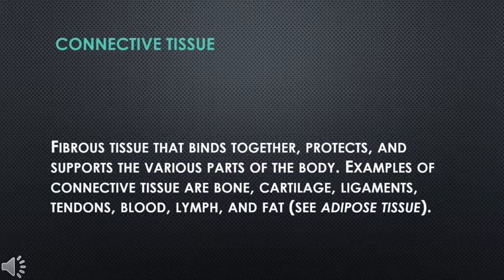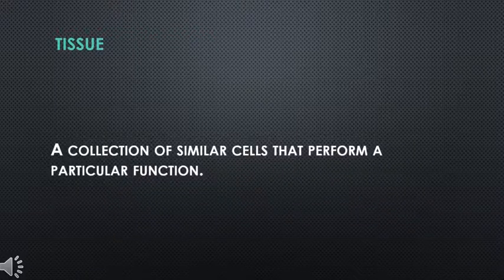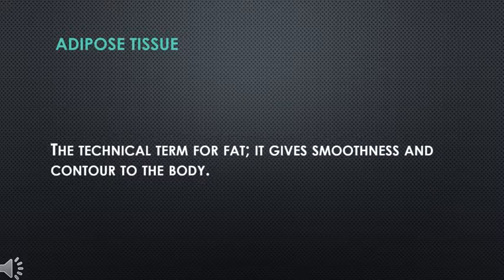Connective tissue. Fibrous tissue that binds together, protects, and supports the various parts of the body. Examples of connective tissue are bone, cartilage, ligaments, tendons, blood, lymph, and fat. See adipose tissue. Tissue. A collection of similar cells that perform a particular function. Adipose tissue. The technical term for fat, it gives smoothness and contour to the body.